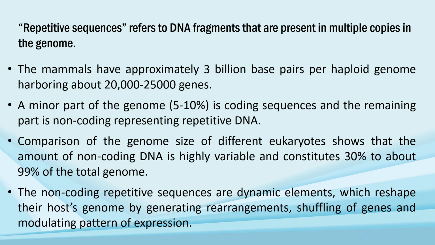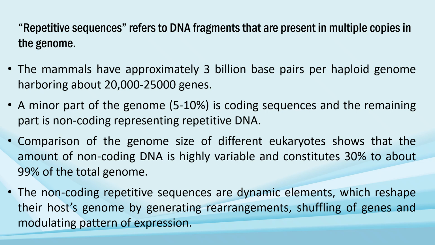Repetitive sequences refers to DNA fragments that are present in multiple copies in the genome. Mammals have approximately 3 billion base pairs per haploid genome, harboring about 20,000 to 25,000 genes. A minor part of the genome, 5 to 10%, is coding sequences, and the remaining is non-coding, representing the repetitive DNA. Comparison of the genome size of different eukaryotes shows that the amount of non-coding DNA is highly variable and constitutes 30 to 99% of total genome.